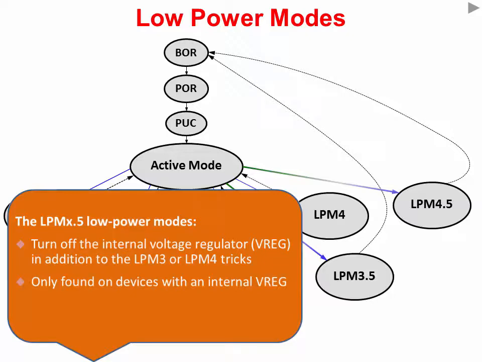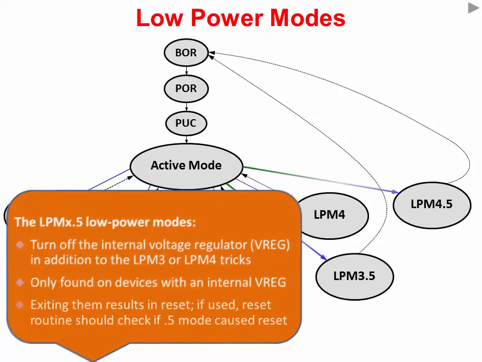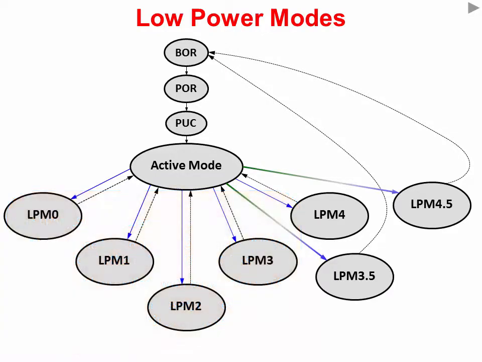You might remember we discussed voltage regulators back in the chapter on clocking and power management. The main difference with the LPM3.5 or 4.5 modes, well, beyond being the lowest power states on the MSP430, is that because their voltage regulator is turned off, exiting them results in a brownout reset. If you're using one of these modes, you will want your boot routine to check if you're restarting the CPU from a brownout or from one of the .5 modes.